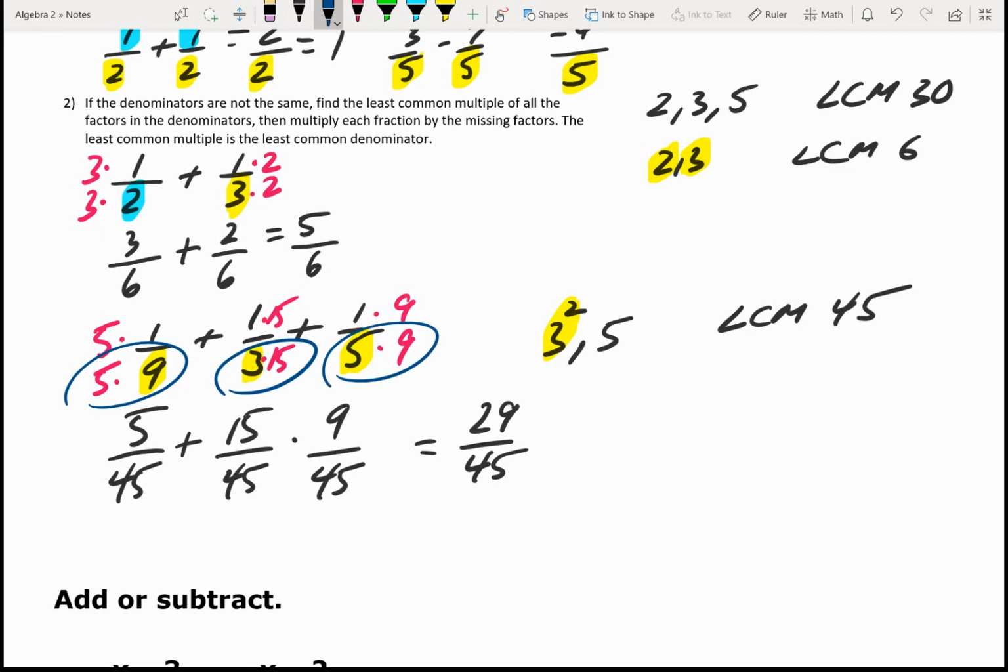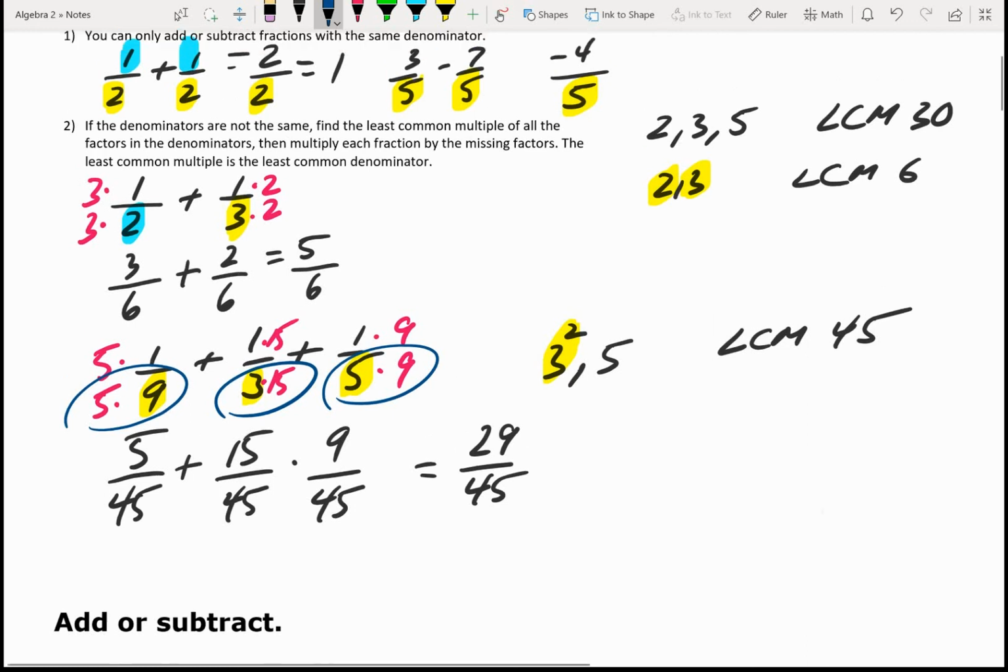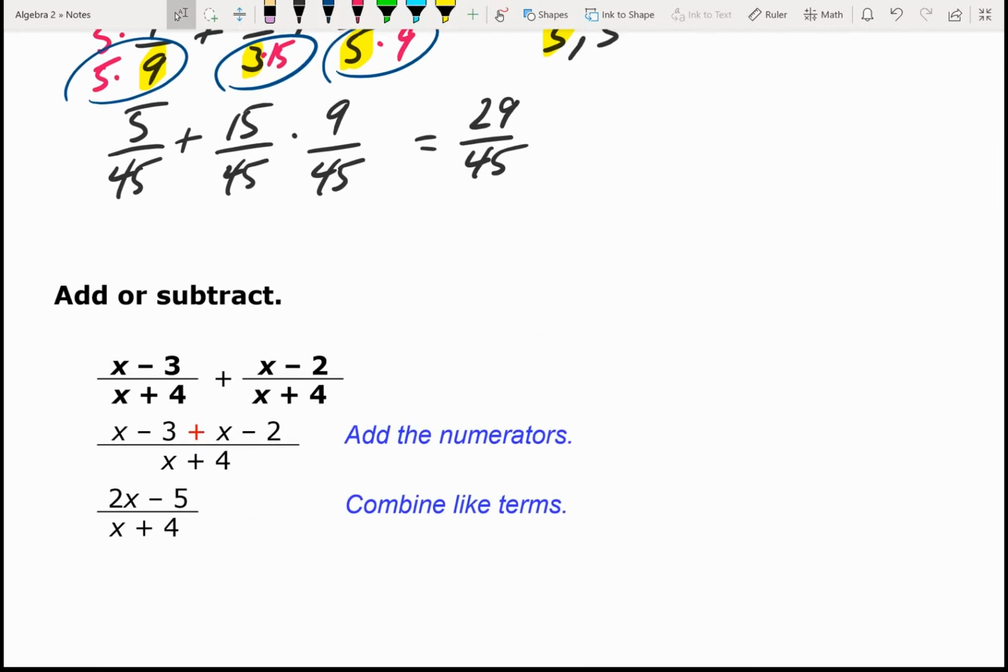Okay, so working with rational expressions is no different when we add and subtract rational expressions than working with fractions. So let's take a look at some examples. So let's say here I have x minus 3 over x plus 4 plus x minus 2 over x plus 4. My denominator is the same, x plus 4, so I can just add what's in the numerator. X minus 3 plus x minus 2. Okay, I'll combine like terms. I'll get 2x minus 5 over x plus 4. All done. Can't simplify anything. Again, my denominator was the same, so I can just add.